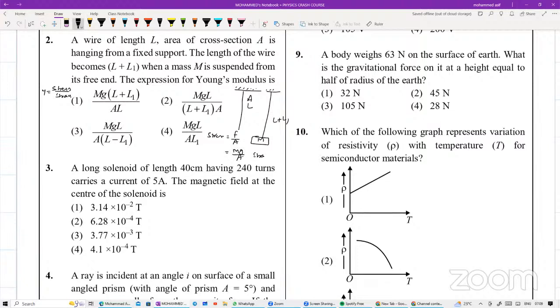Strain will be equal to how much? Strain is equals to change in length divided by original length. So Y will be equal to mg divided by A divided by strain. Strain is equals to L1 divided by L. And Y will be equal to mg into L divided by A into L1. Isn't it? Fourth option. Done.